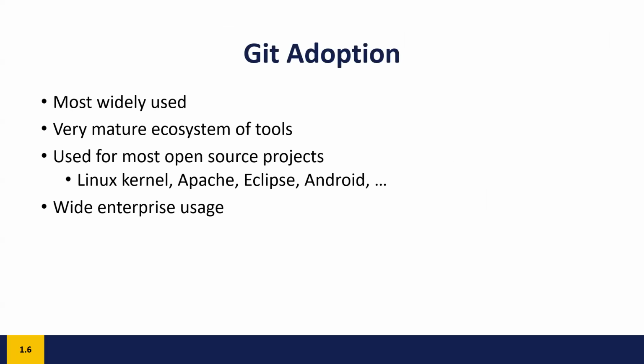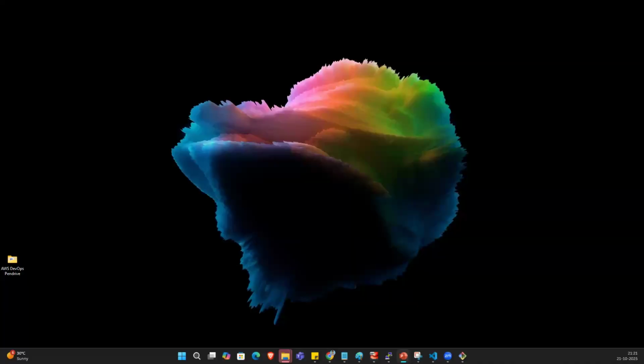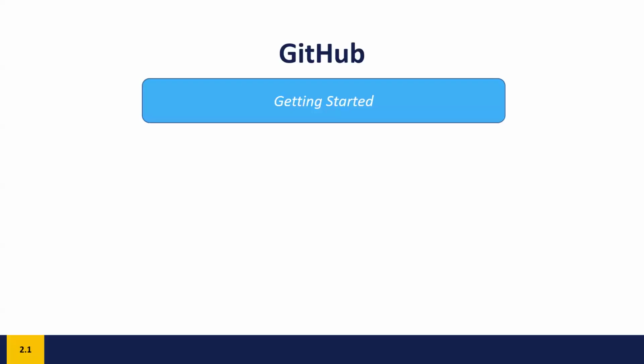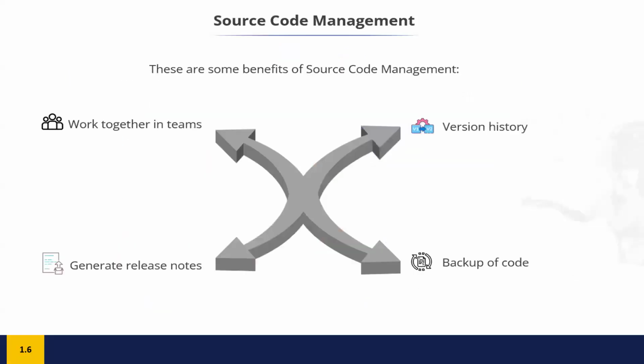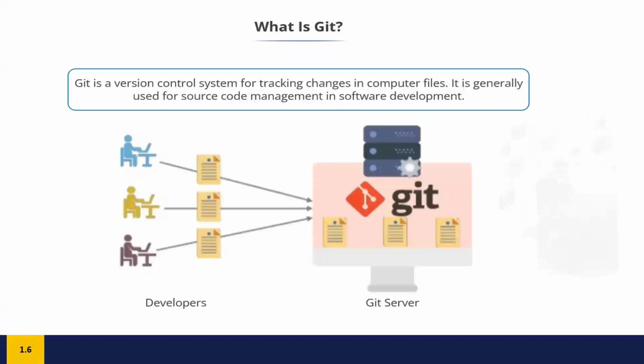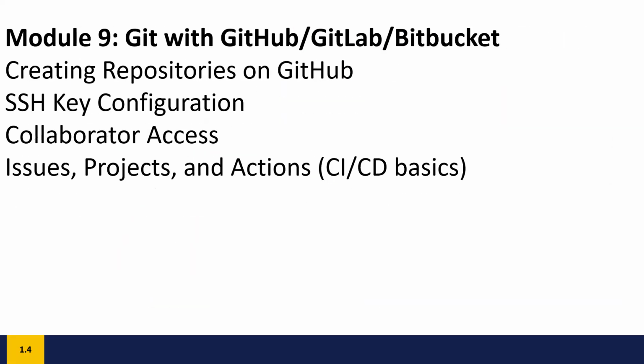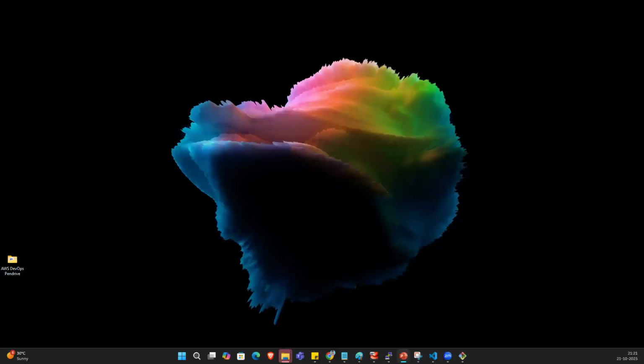Git adoption is very wide, a very mature ecosystem of tools, used for most open source projects like the Linux kernel, Apache, Eclipse, Android, and with wide enterprise usage, guys. We will discuss what is Git and what is GitHub in this course. So what topics are we covering in this class?